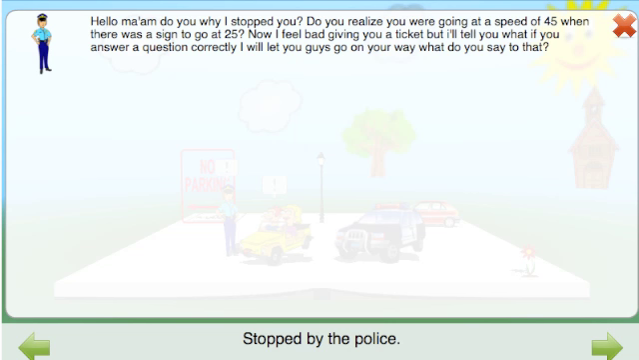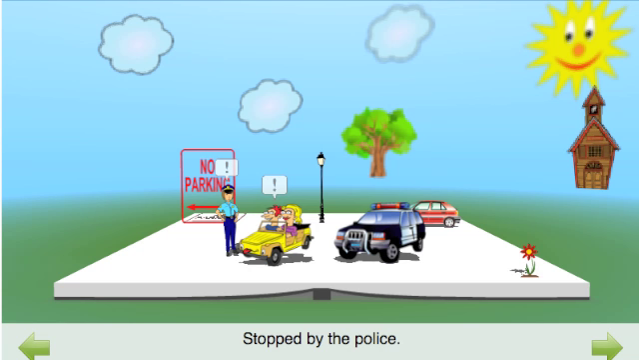Do you realize you were going at a speed of 45 when there was a sign to go at 25? Now, I feel bad giving you a ticket, but I'll tell you what. If you answer a question correctly, I will let you guys go on your way. What do you say to that?